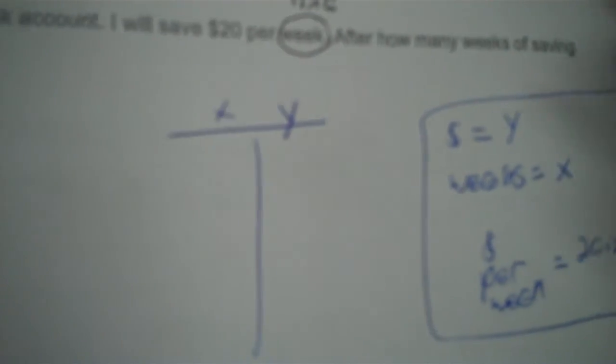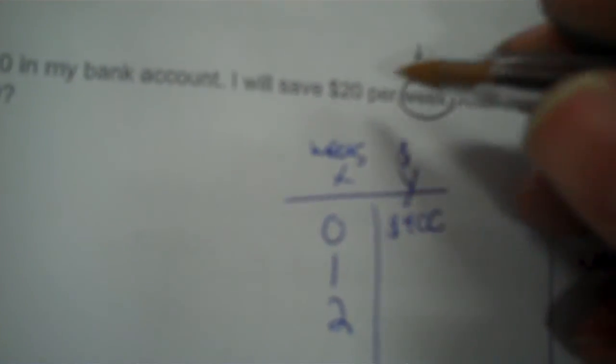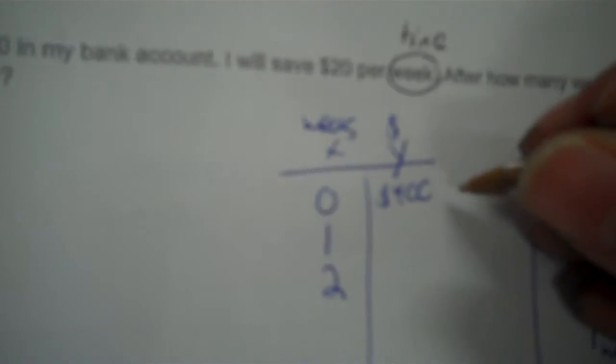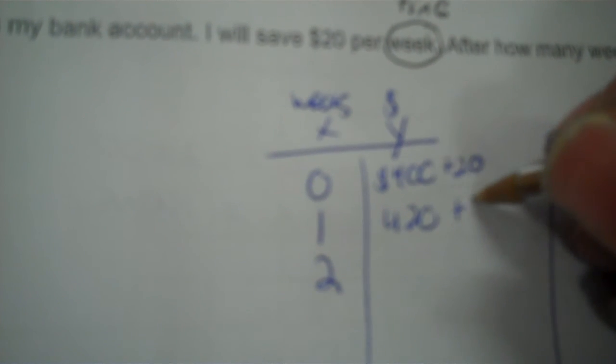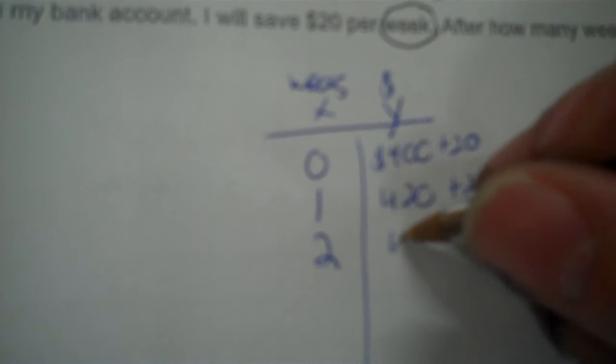Okay, so on your XY table, you make a table, money above Y, weeks above X. So 0, 1, 2. So we start at $400, and every time there's a week, we add the 20. Okay, so 400 plus 20 is 420. 420 plus 20 is 440. Now we have to get to $600, okay? And I put a question mark. That's my answer.